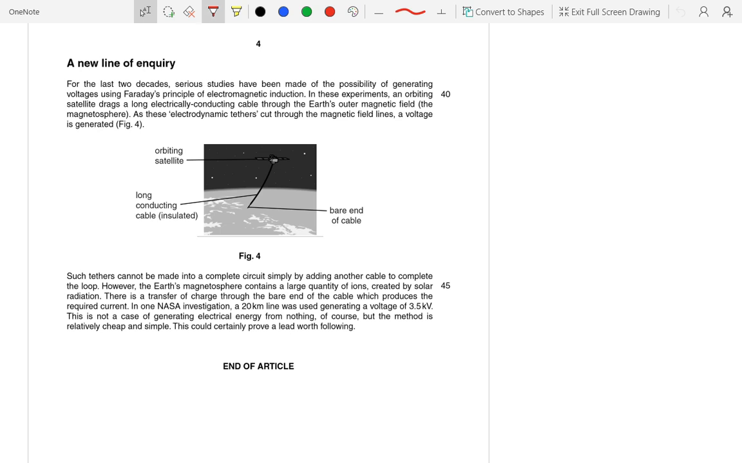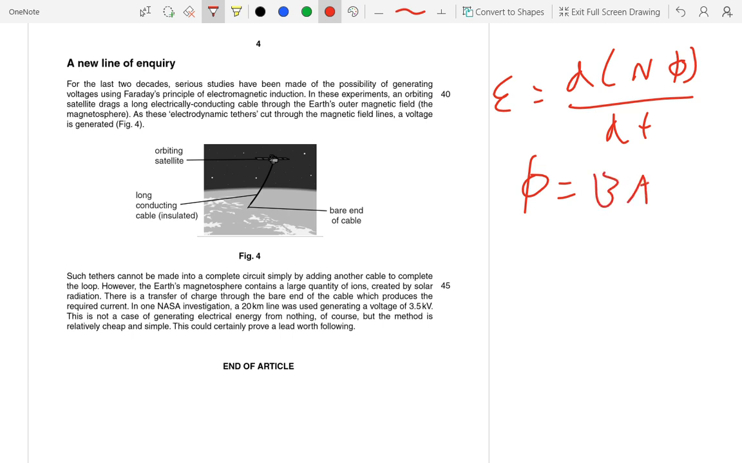So this is EMF, so voltage equals d n phi by dt. So that's the rate of change of flux linkage, if I've got the right one. And also know that phi equals BA, so magnetic field times the area of the coils. So that's a couple of equations that could come up a lot.